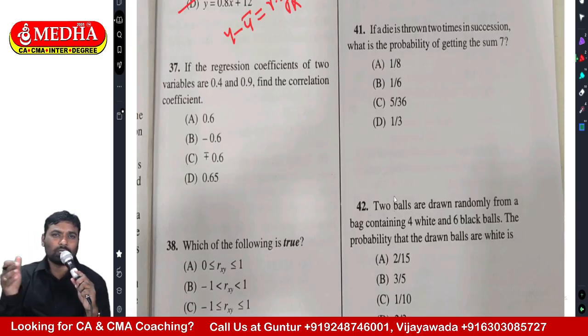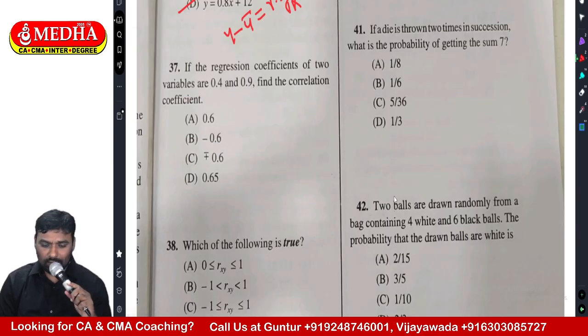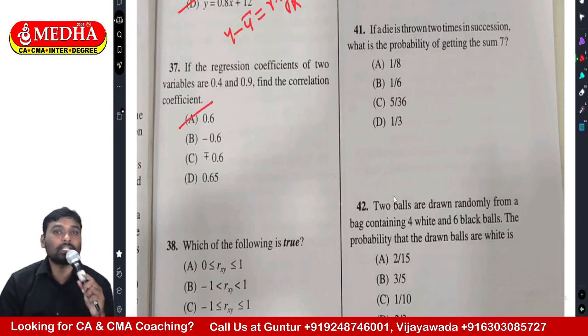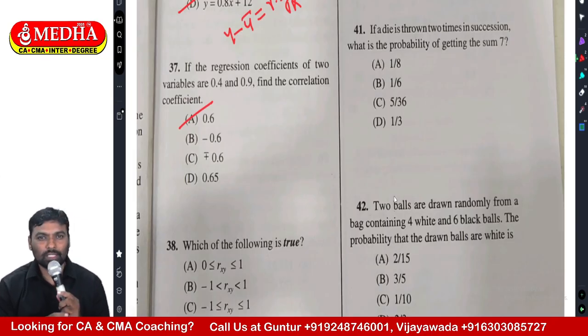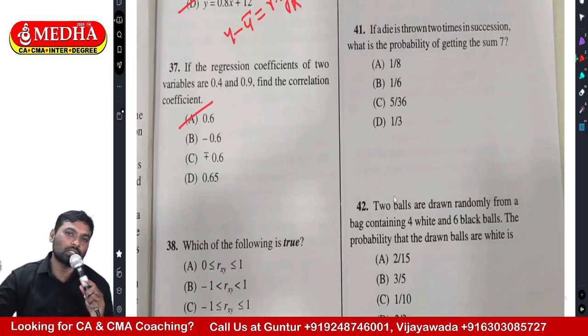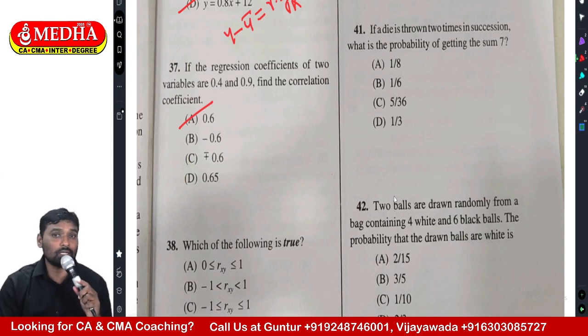R is equal to plus or minus root over byx into bxy. The two regression coefficients are given. If you multiply those two and then apply the root, we get the R value. Here the R value is plus 0.6 only, not plus or minus 0.6, because here the two regression coefficients are positive, so the correlation is also positive by the sign property.